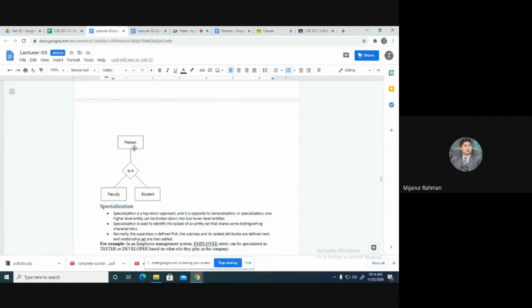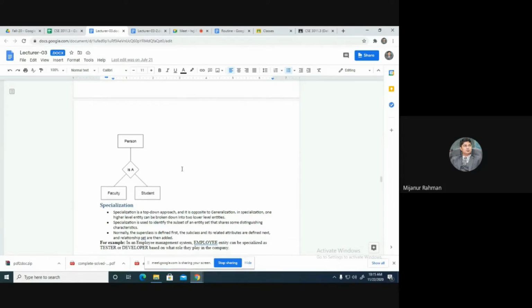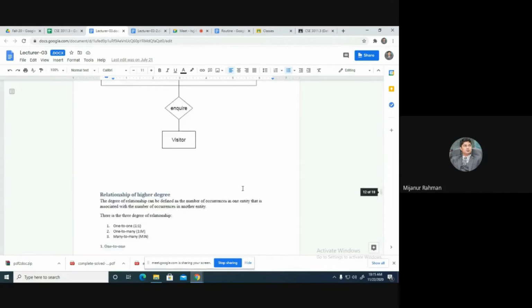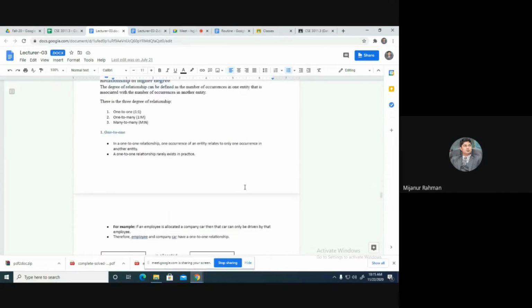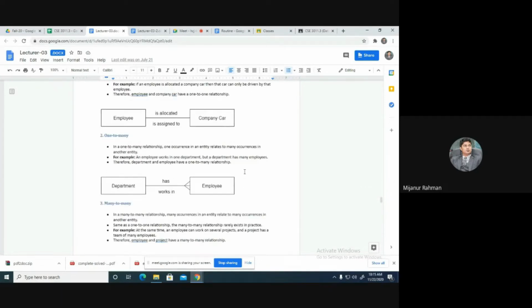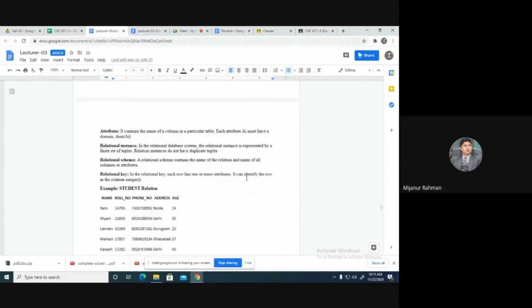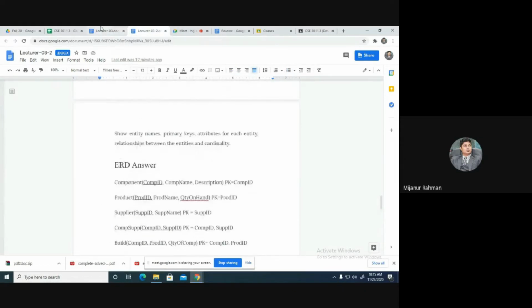But if you talk about only faculty, or only student, in that case it is a specialization. If you talk about the doctor, generalization. If you talk about the medicine doctor or heart specialist, in that case it is a specialization. So these are the things about generalization and specialization. And maybe we also talk about one to one, one to many, many to one, many to many. So these are the things that were discussed. So let's start with our today's topic.